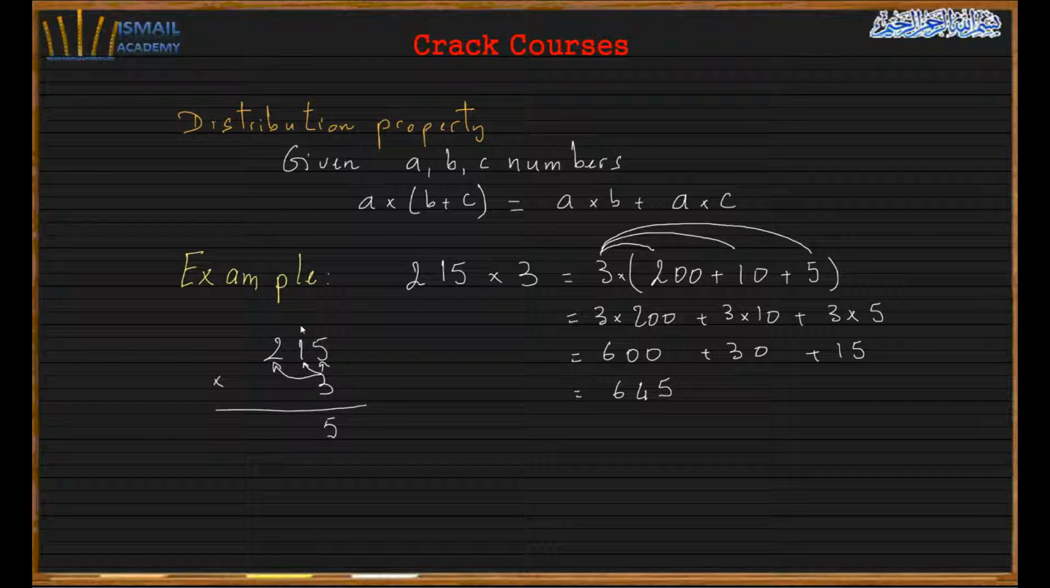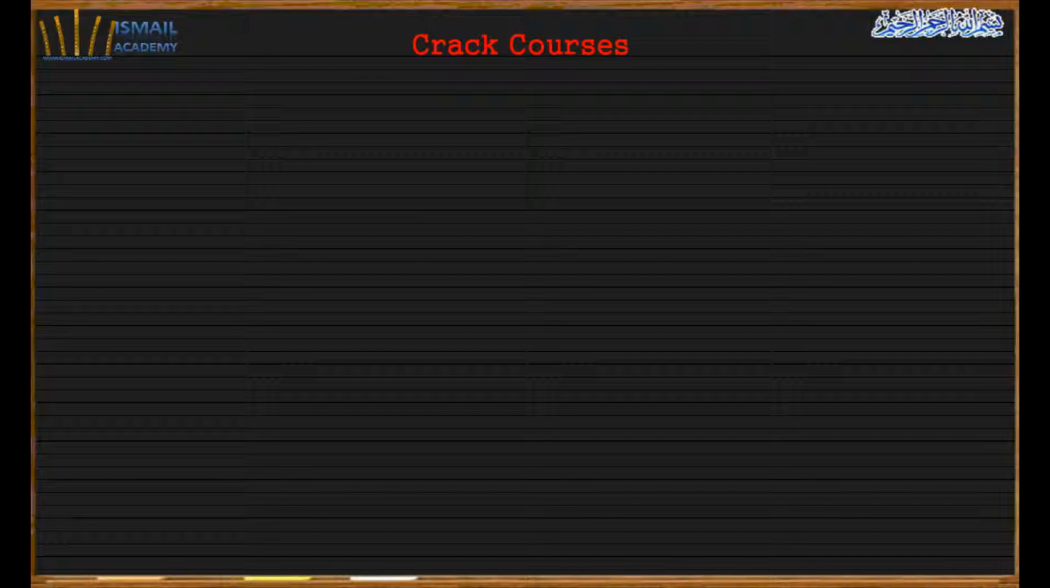because I have 1 ten, so I'm going to carry the 10 here. So 3 plus 1 is 4, and here I will have 6. The same thing. That means you are using distribution property, you don't even know it. Another example, just for fun.